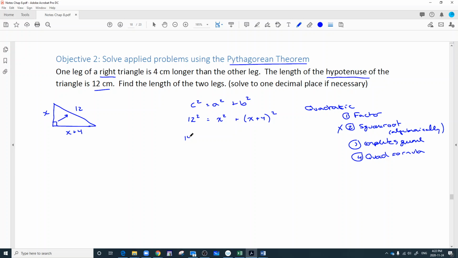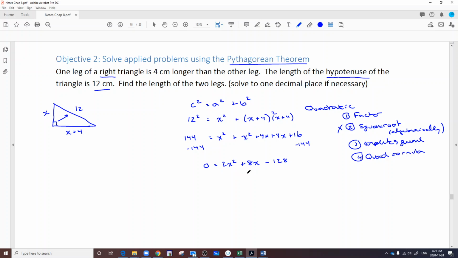So I'm going to go 144 is equal to x squared. I'm going to simplify this. So x plus 4 squared means x plus 4 times x plus 4. So that gives me x squared plus 4x plus 4x plus 16. Then I'm going to collect like terms, and I'm going to move this 144 over. So I get 0 equals 2x squared plus 8x minus 16 minus 144 is 128.